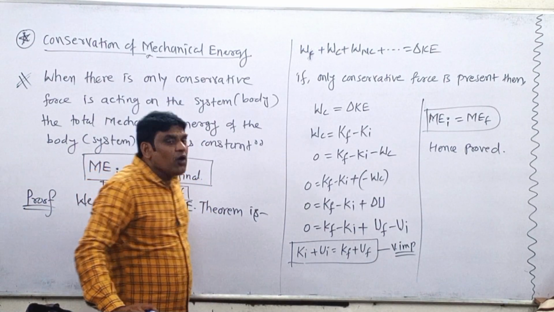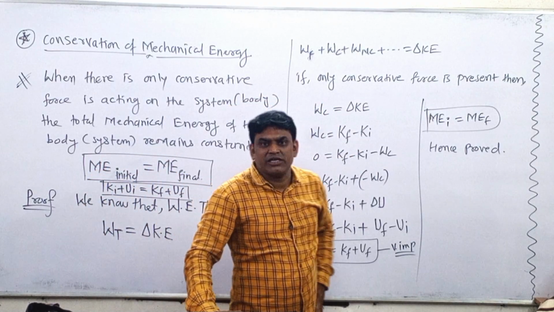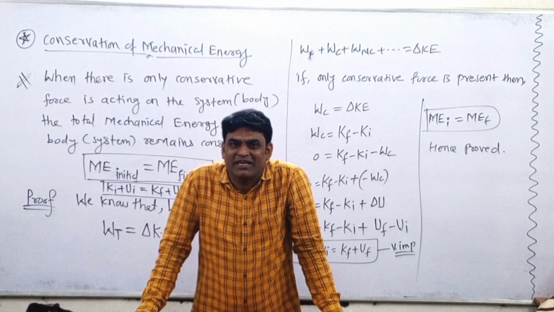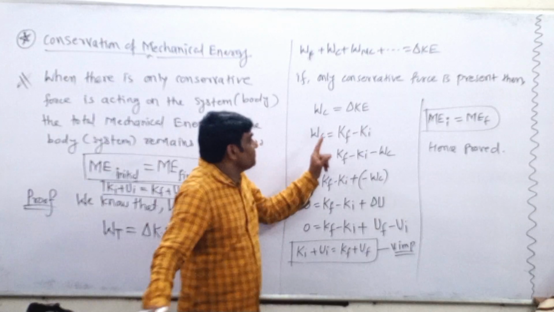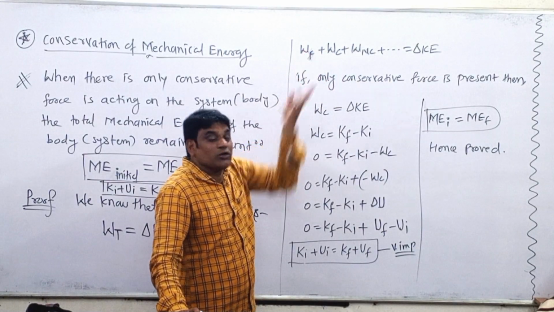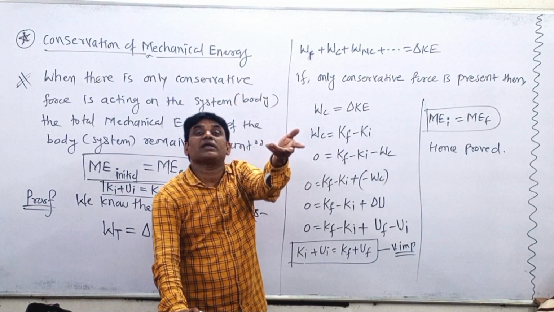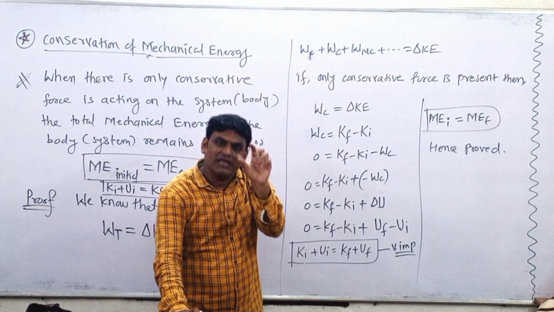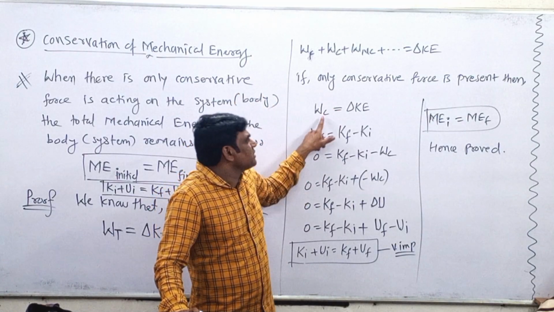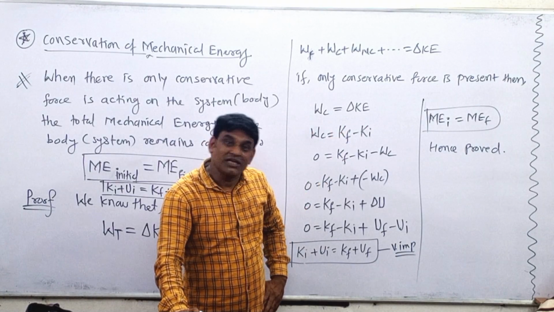Right. Now, if only conservative force is present and all other forces are absent, then what remains? This work will be 0 because the force is not present, and all other works are 0 because those forces are not present. So only conservative force is present. So work done by the conservative force will be there and that will be the change in kinetic energy. Correct or not?